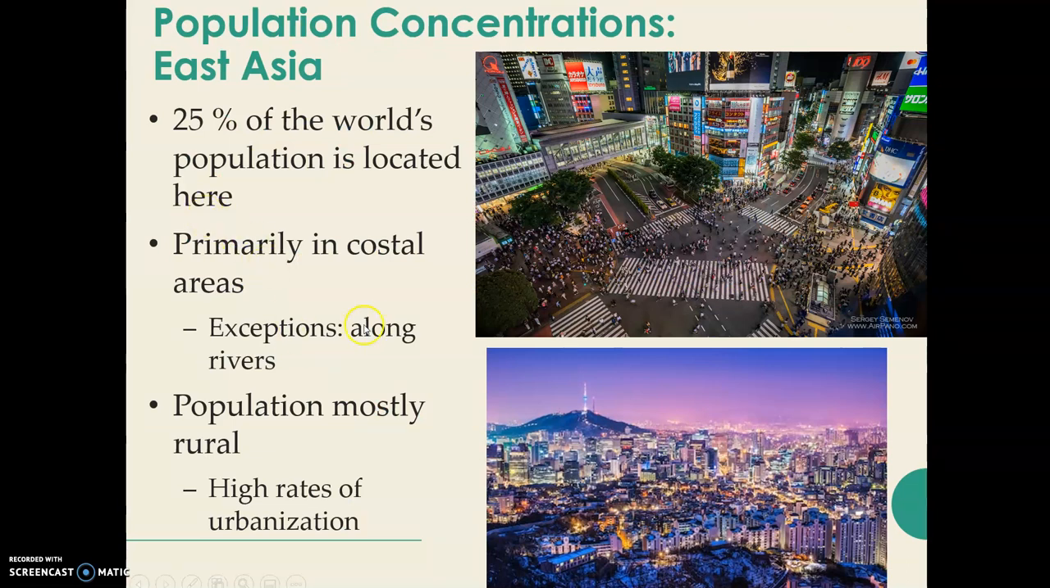Clearly, if they are along a river, that is obviously an exception. One example of this is going to be the Yangtze River or the Ganges River in India. Population is mostly rural, okay? So they do have high rates of urbanization, like this cityscape here and clearly here, but for the majority of the people that live there, they really are living in more rural locations. They are primarily involved in agriculture and farming.